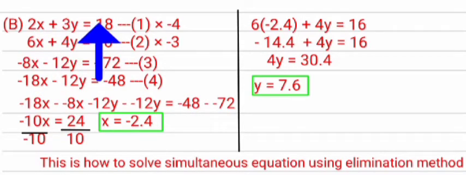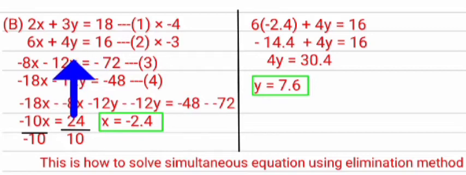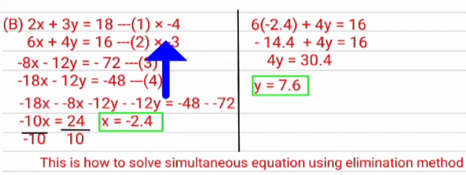So we're going to multiply the whole of equation 1 by negative 4. And the sign here is positive 3. So we're going to multiply the whole of equation 2 by negative 3, sorry. So now let's go ahead. After multiplying that, we're going to get equation 3 and equation 4.